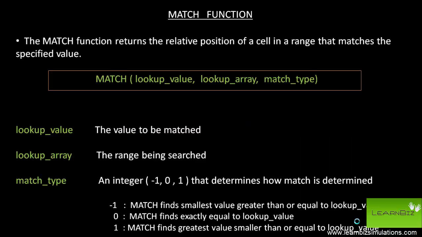Now we look at the match function. The match function returns a relative position of a cell in a range that matches the specified value. It takes 3 arguments. The first argument is the value that needs to be matched. The second is the range within which it's being searched. And third is an integer. It can be -1, 0 or 1. -1 finds the smallest value greater than or equal to the lookup value. 0 finds an exact match. And 1 finds the greatest value smaller than or equal to the lookup value.